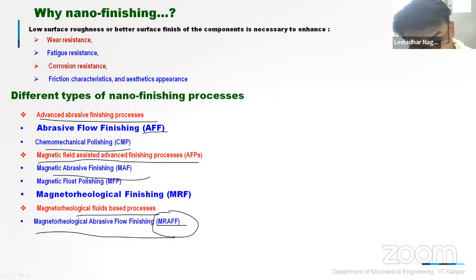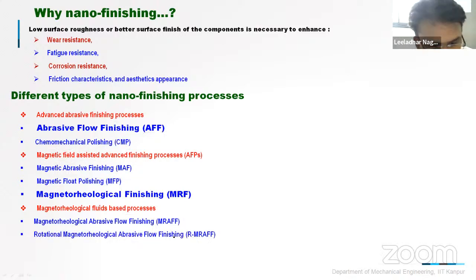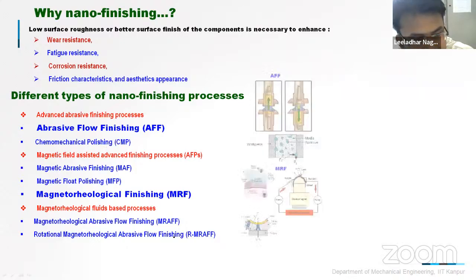So this is the particular process which is developed for difficult to finish materials. Okay, so I will be discussing what this process is and how it works for the particular material which is difficult to finish. Again, this is the R-MRAFF process, rotational magneto-rheological abrasive flow finishing process.